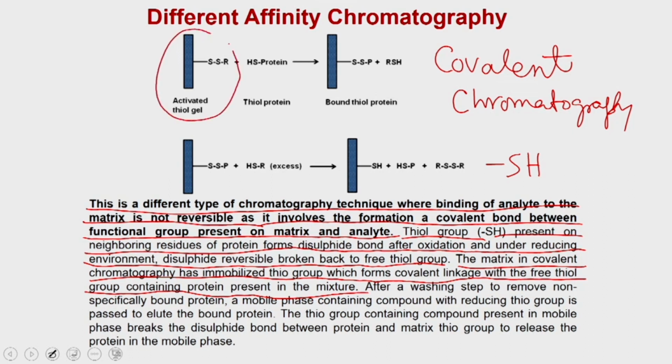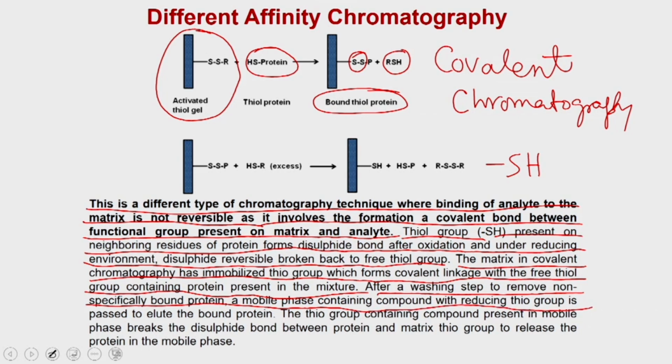So, in covalent chromatography, you have the activated thiol group present on the beads. Then you add your protein, which also contains free thiol groups, and under the reducing and oxidizing environment, the protein will bind covalently to the matrix with the help of a disulfide linkage, and the group which was attached to the matrix is released. Once this is formed, you do a washing step to remove the non-specifically bound protein, and then you add a mobile phase which contains reducing thiol groups to elute the protein.